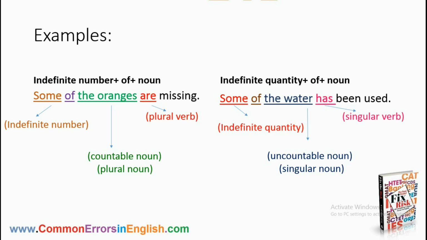That's why in the first example we have used plural verb because here some is referring to countable noun which is plural, and in the second example we have used singular verb because here some is referring to uncountable noun which is singular, and with uncountable nouns we always use singular verb.